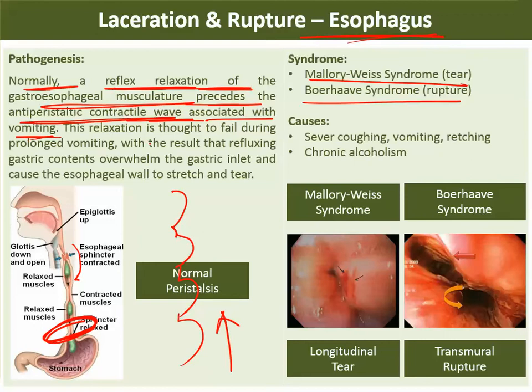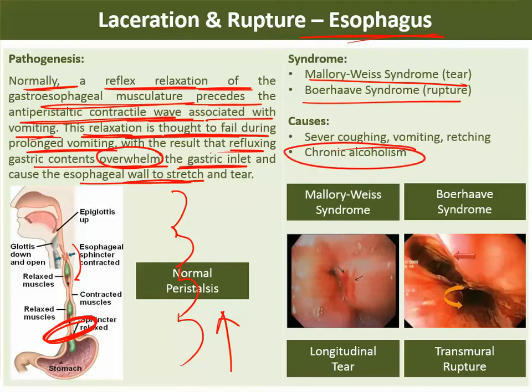Okay, so now this relaxation is thought to fail. It fails during prolonged vomiting. So that results in reflux of gastric content overwhelming, meaning damaging, the gastric inlet and causing the esophageal wall to stretch and tear. Okay, this is the pathogenesis. And why is it happening? The commonest cause is chronic alcoholism. In alcoholic patients, we commonly see these tears.